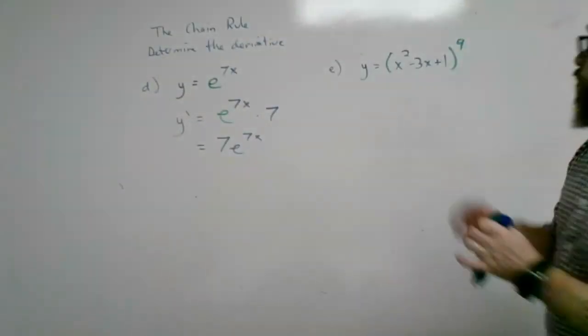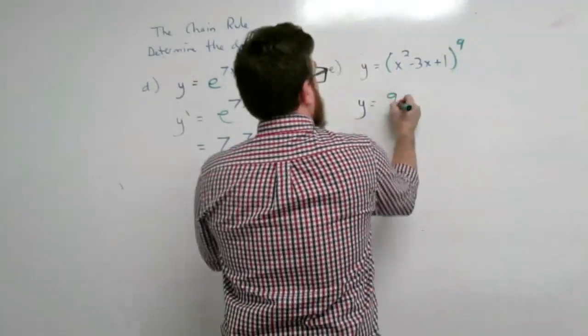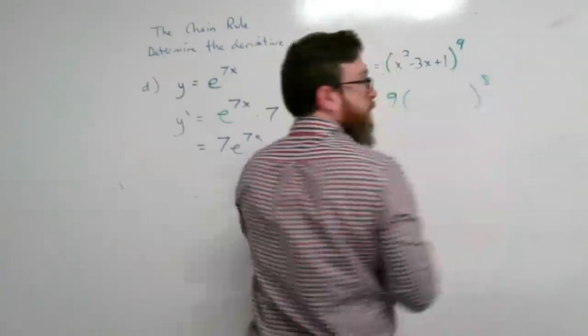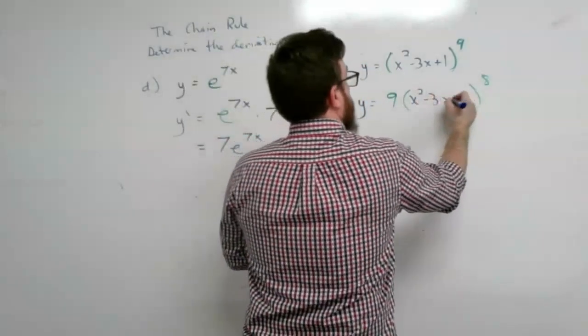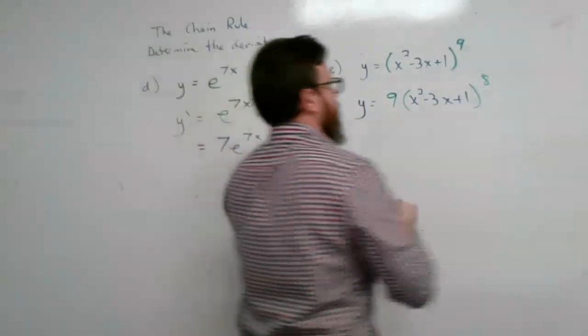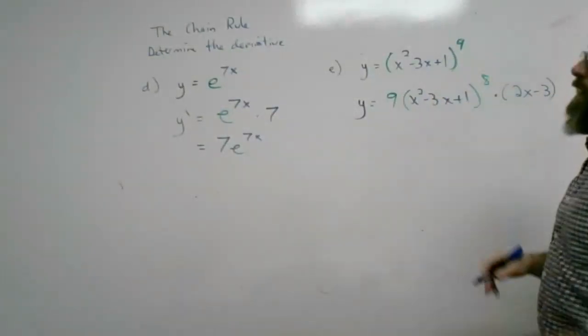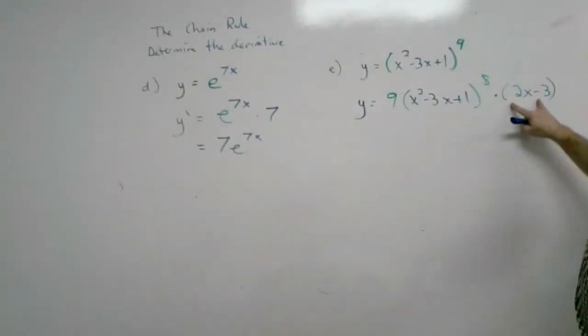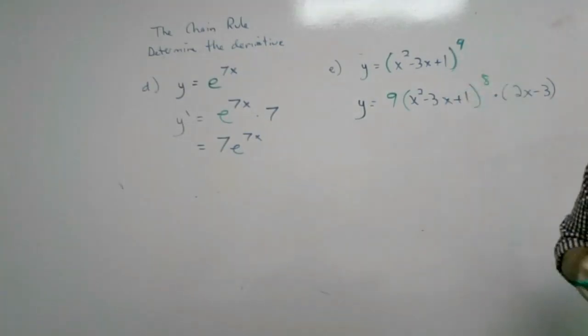So the derivative of something to the 9th power is going to be equal to 9 times that something to the 8th power. Remember that we leave the inside function alone at first, so x squared minus 3x plus 1. Now we still have to multiply by the derivative of the inside function. So this is going to be 2x minus 3. So that is its derivative. Of course, you can put the 2x minus 3 in front, but this is really fine as it sits.